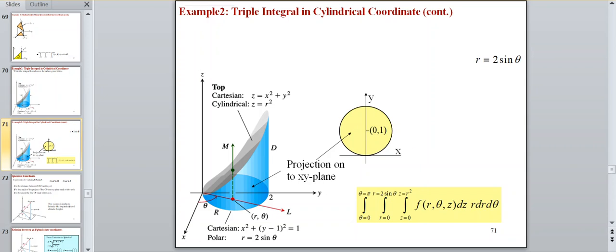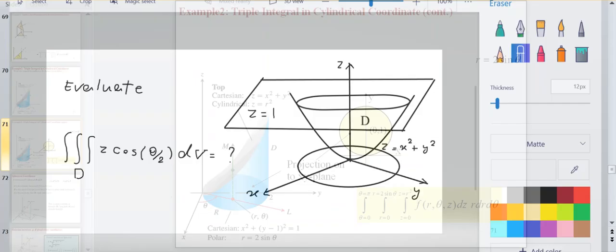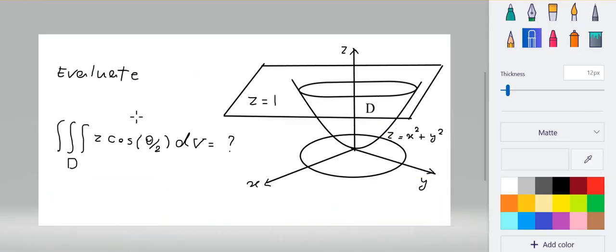Okay, look at next. I prepared an example for you. Look at here. We want to evaluate this integral, F of r theta z, which is z times cosine theta over 2 dV on region D. Now let me explain to you what is region D.